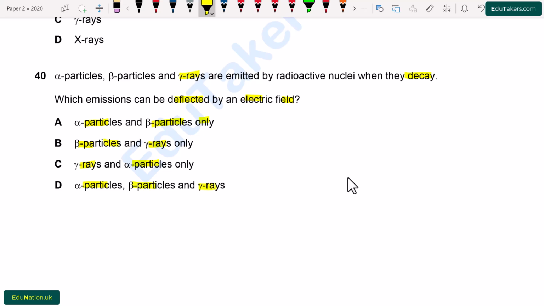So only those emissions can be deflected by the electric field that have charge. So here alpha particles are just like helium nuclei and these are positively charged. Beta particles have negative charge, while gamma rays are neutral. They don't have any charge. It means that the alpha particles and beta particles can be deflected by the electric field because of their charge. So from here, option A is correct, which shows alpha particles and beta particles only.